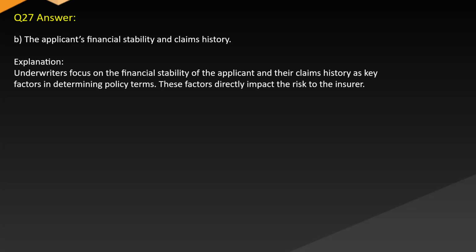Answer: B. The applicant's financial stability and claims history. Explanation: underwriters focus on the financial stability of the applicant and their claims history as key factors in determining policy terms. These factors directly impact the risk to the insurer.